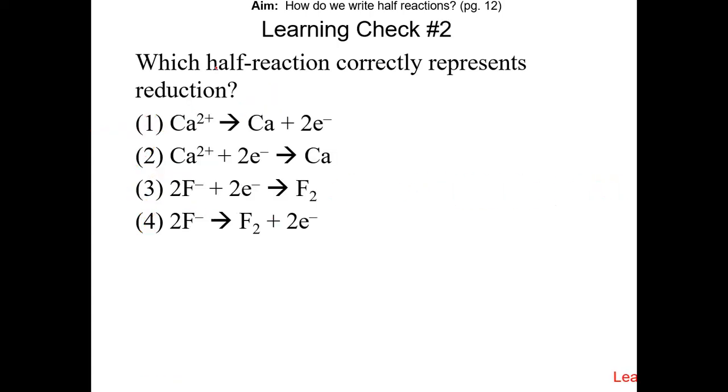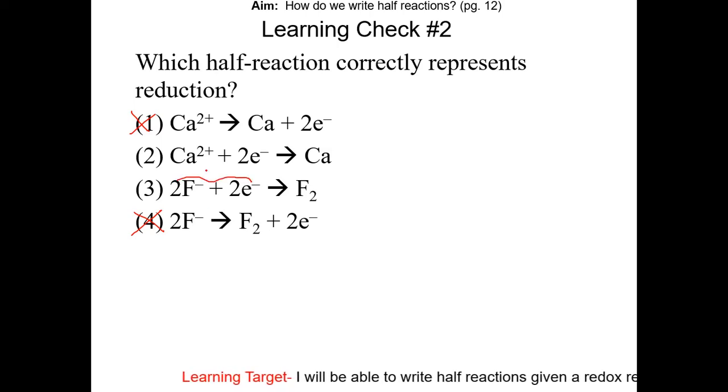Learning check number 2. Which half reaction correctly represents reduction? Pause the video and resume when completed. For reduction, electrons are on the reactant side. Choice 1 and choice 4 are wrong. Choice 3 is also wrong because conservation of charge is not observed. The total charge of the reactant side is -4, and the charge of the product side is 0. So choice 3 is wrong as well. The answer is choice 2.